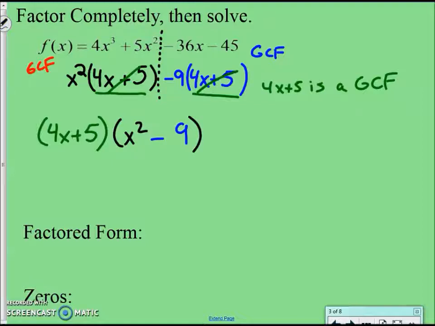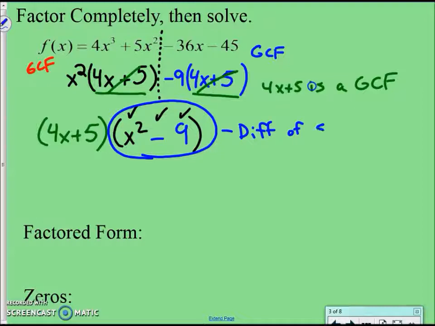As we look at this, we can't factor 4x plus 5 any further, but when we notice this, we notice x squared is a perfect square. We notice 9 is a perfect square, and we notice that this is subtraction. So this term here, our x squared minus 9, is a difference of perfect squares and can be further factored. We can further factor it.